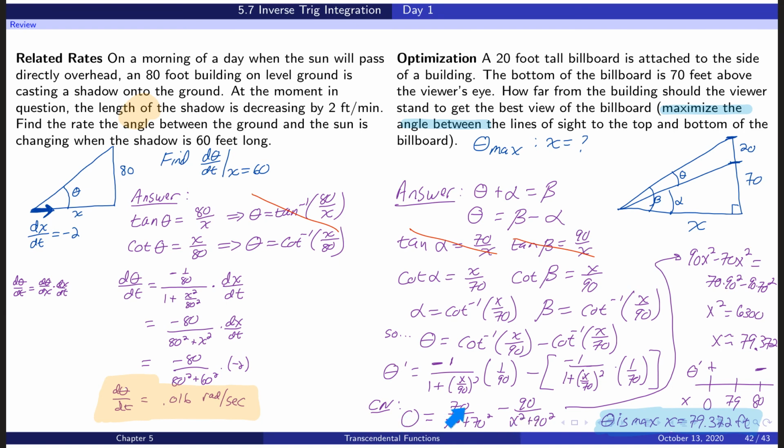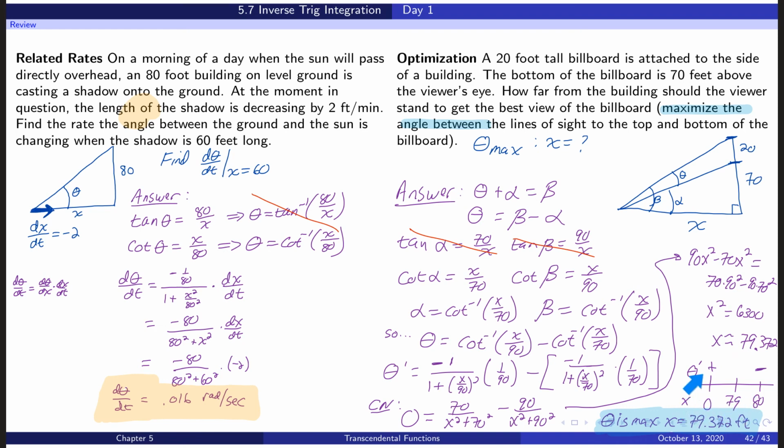Now to get critical numbers, set it equal to 0, which means 90 is going to come over to the other side. Do a little bit of cross multiplying and collecting of like terms. You get 90 squared minus 70 squared equals 70 times 90 minus 90 times 70 squared. x squared winds up equaling 6,300, so x is roughly 79.372. I put that on the number line, said 0 and 80 would be good numbers to test.